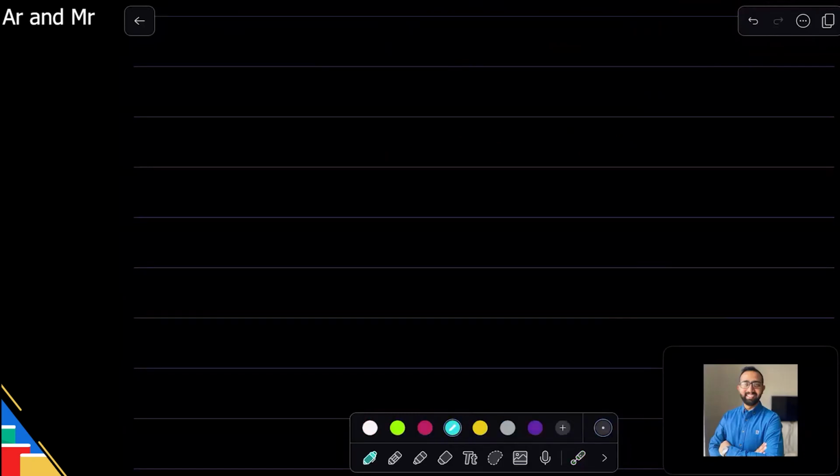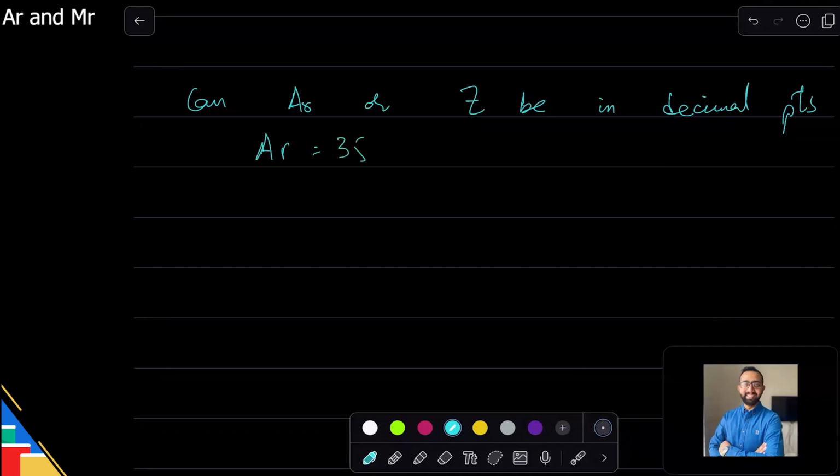Usually there's one question: can AR or Z be in decimal points? So for example, AR is 35.5 for chlorine. Can I have 35.14 as proton number or something? No, because proton number means that you have this many exact protons. We cannot have half a proton.